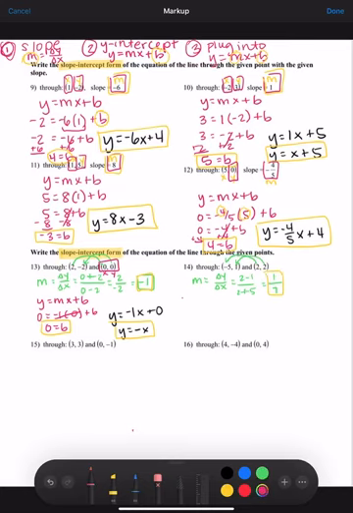Next, I'm going to find my y-intercept. y equals mx plus b. I'm going to pick a point. I'm going to use this one because there's no negatives. You can use whichever one you want, though.